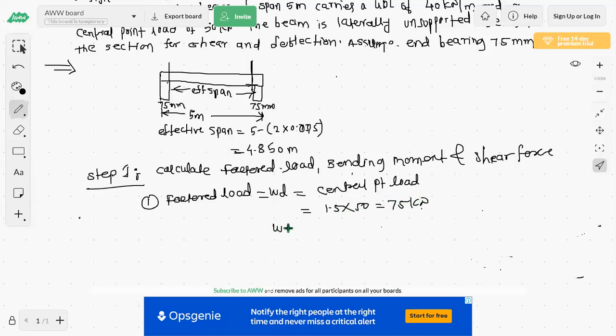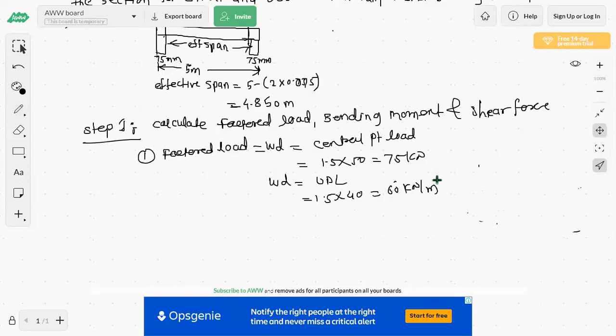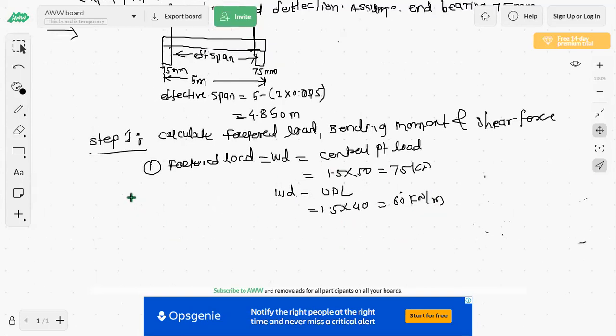And next WD is the UDL: 1.5 into 40, so 60 kilonewton per meter. These are the two loads they have given, one is UDL and another is central point load. The point load is in kilonewton and the UDL is in kilonewton per meter. So these are the two factored loads we have calculated.